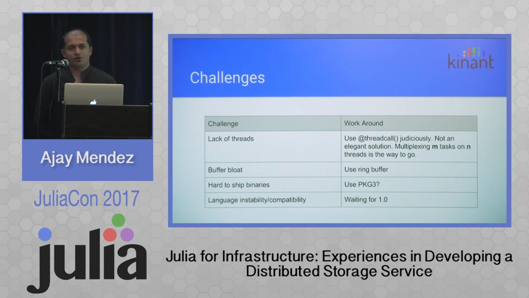The other thing is when we ship commercial products, we don't want to ship the source code, and it's kind of not intuitive to do that with Julia. I'm hoping that PKG3 will solve that problem. And finally, language instability. I think that's a common complaint about Julia, but I guess we just have to wait till version 1.